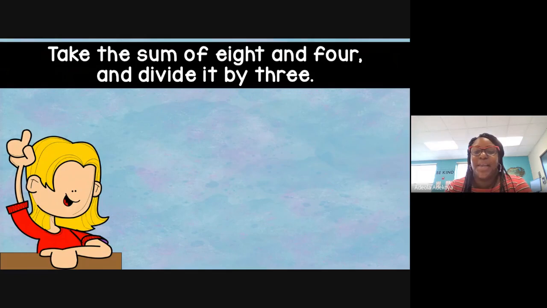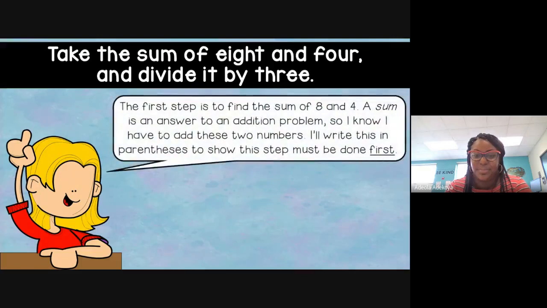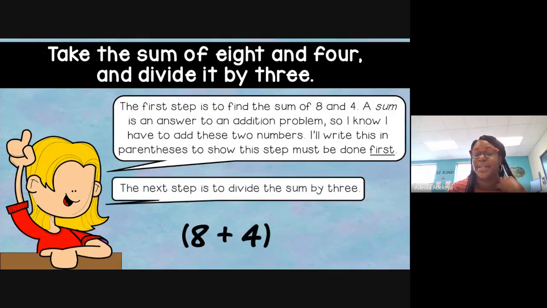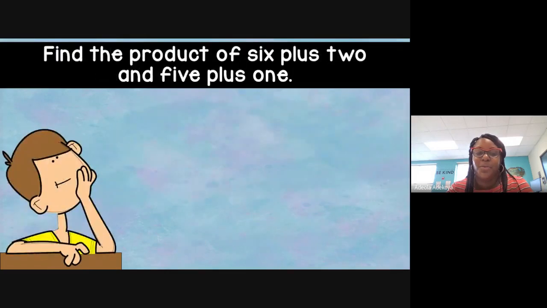Take the sum of 8 and 4, which is 8 plus 4, and divide it by 3. The first step is to find the sum of 8 and 4. A sum is the answer to an addition problem. So I know I have to add these two numbers. I'll write this first in parentheses to show that this is a step that has to be done first. That's it, the sum of 8 and 4. And next is to write division by 3. So 8 plus 4 is 12, divided by 3 would give me 4.